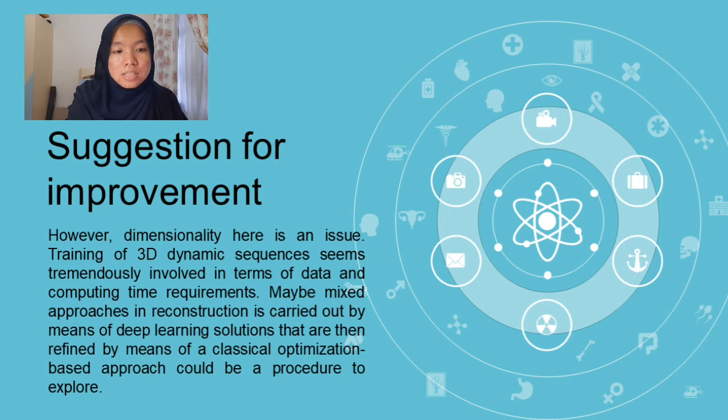All in all, there are suggestions for improving this imaging. However, dimensionality here is an issue. Training of 3D dynamic sequences seems tremendously involved in terms of data and computing time requirements. Maybe a mixed approach, in which the reconstruction is carried out by means of deep learning solutions that are then refined by means of a classical optimization-based approach, could be a procedure to explore.